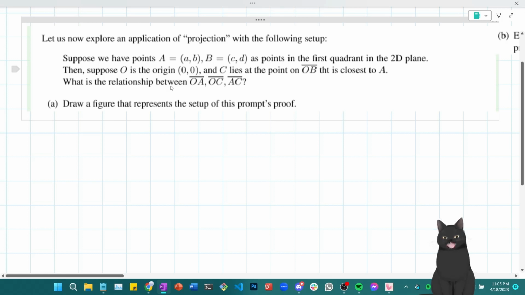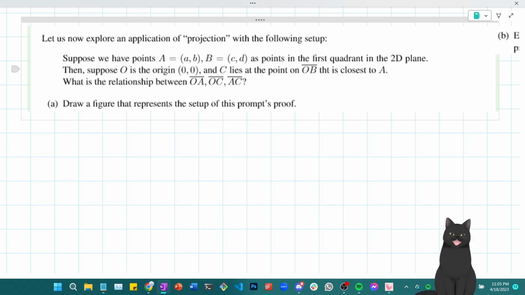Let us now explore an application of projection with the following setup. Suppose we have points A, B, which have the coordinates as listed, as points in the first quadrant in the 2D plane. Then suppose O is the origin 0, 0, and C lies at the point on OB and is closest to A. What is the relationship between OA, OC, AC?